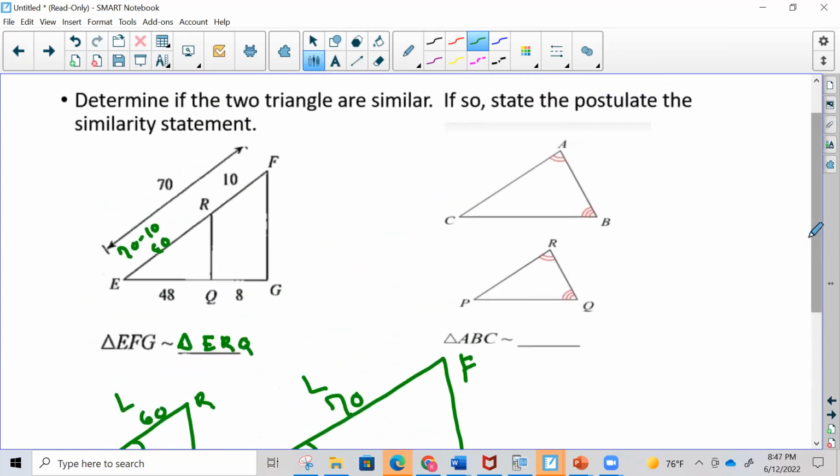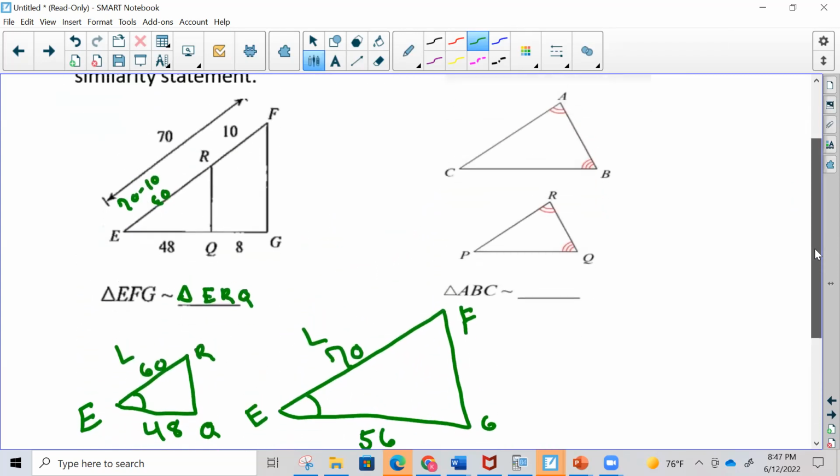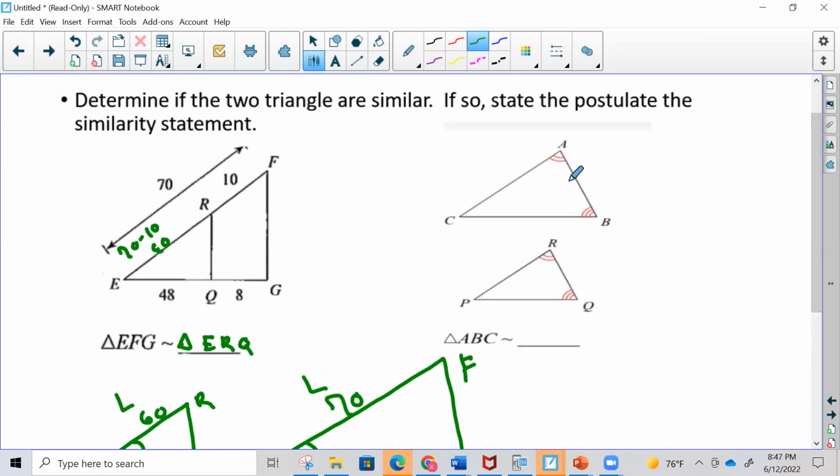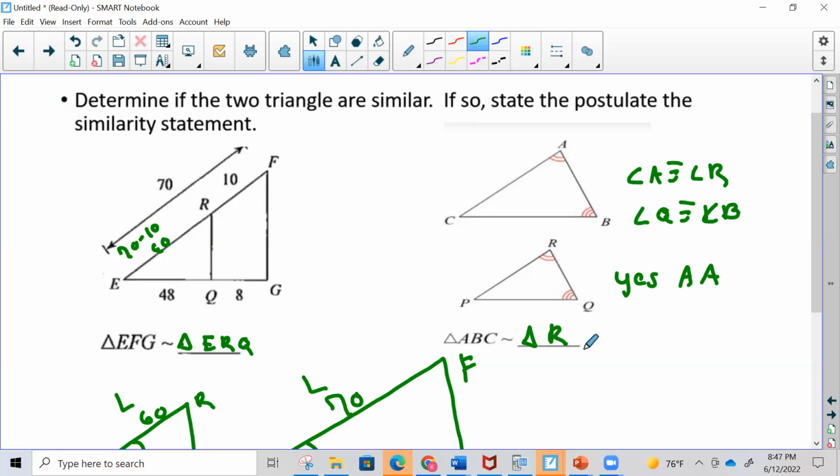Okay, and then this one is our second one. And if you look at that, we have these two triangles. They have R and A are marked equal. And Q is equal to B. Okay, and so that is two pairs of angles. So this would be, yes, they're similar by angle, angle. And A, B, C would go with, A goes with R, B goes with Q, and C goes with P, and that would be the similarity statement.